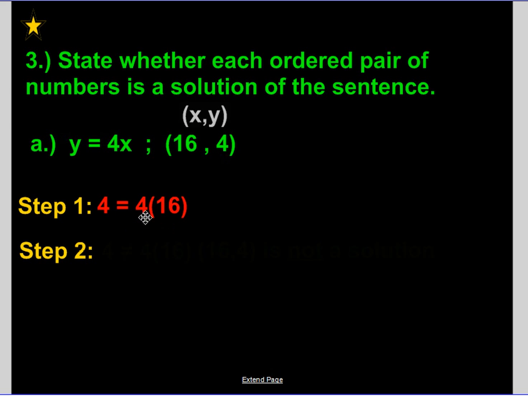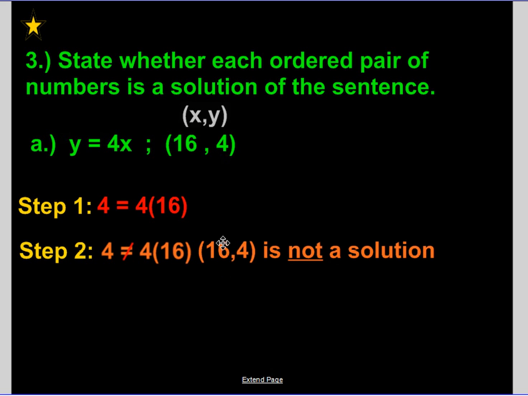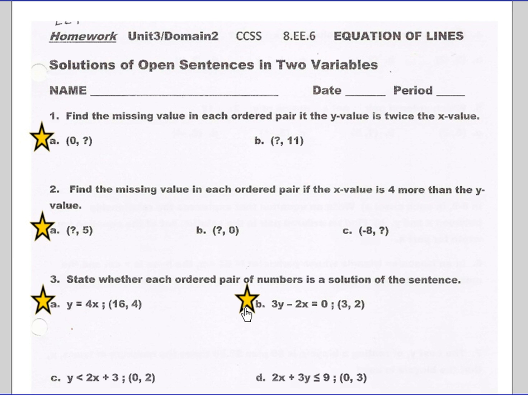Right away I notice that 4 times 16 is going to be way bigger than 4, so this can't work out. So I can show that 4 is not equal to 4 times 16, and I don't need to solve that to determine this. And I can also then show that the ordered pair of 16, 4 is not a solution for this number sentence. Let's take a look at 3b.